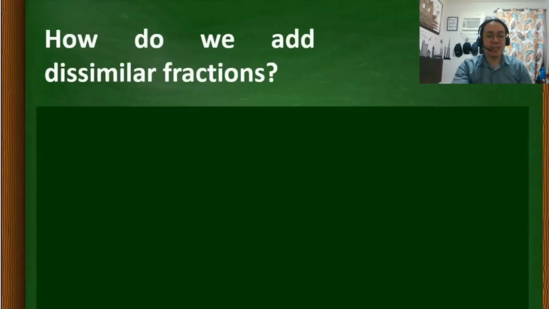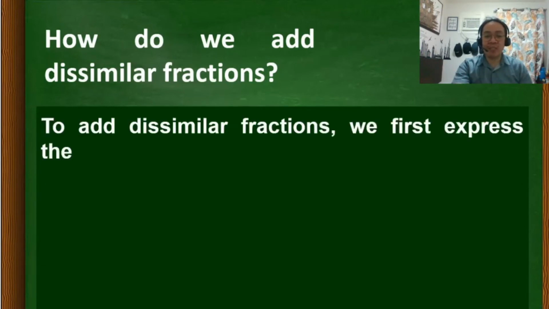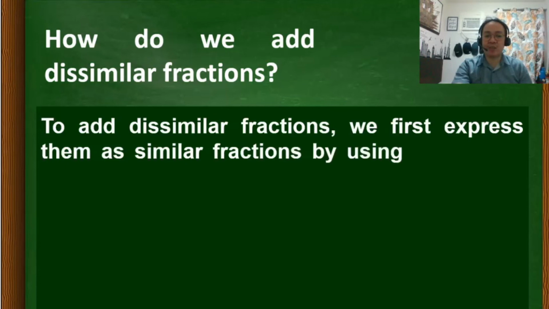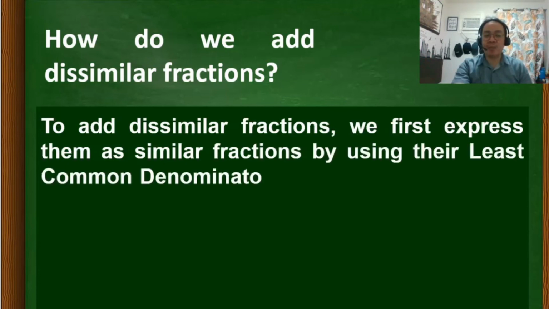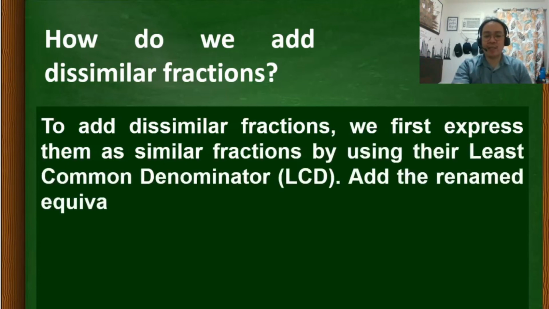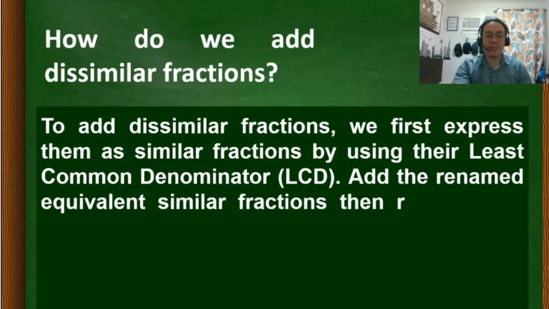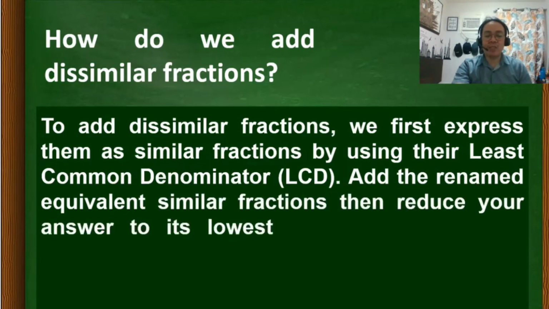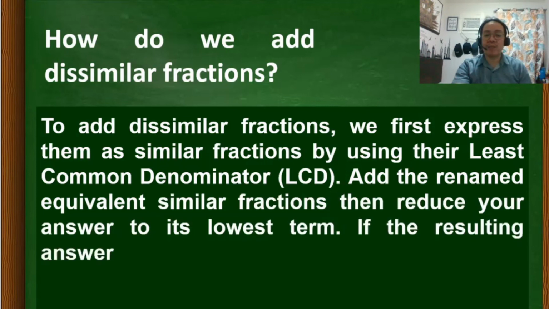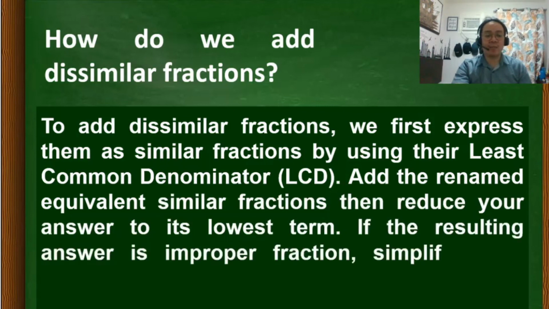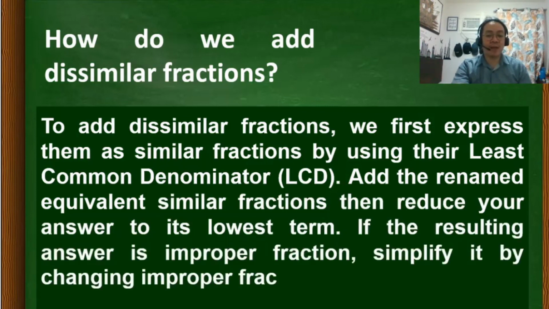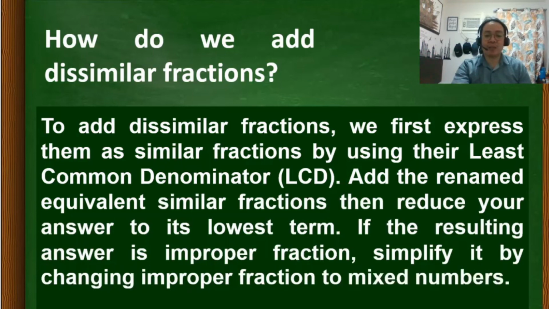Next question is, how do we add dissimilar fractions? To add dissimilar fractions, we first express them as similar fractions by using their least common denominator or LCD. Add the renamed equivalent similar fractions, then reduce your answer to its lowest term. If the resulting answer is an improper fraction, simplify it by changing the improper fraction to a mixed number.